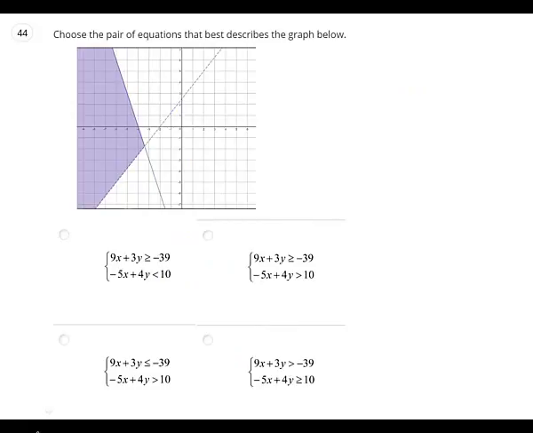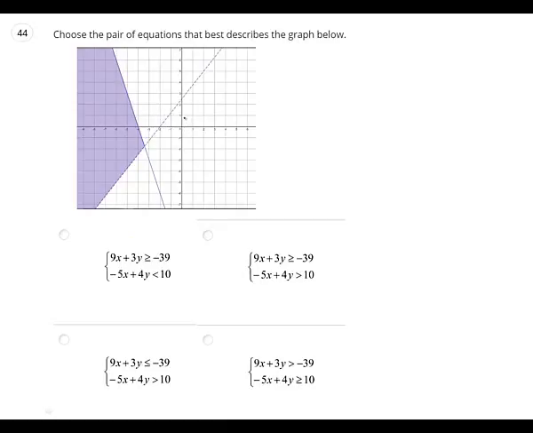Okay, let's take a look at 44. Again, it looks like, let's see, are any of the equations different in any way? It's the first thing I look at. Looks like they're all the same, aren't they? So it looks like it's going to be mostly based on the inequality sign. So I do need to figure out which equation is which, though, right?